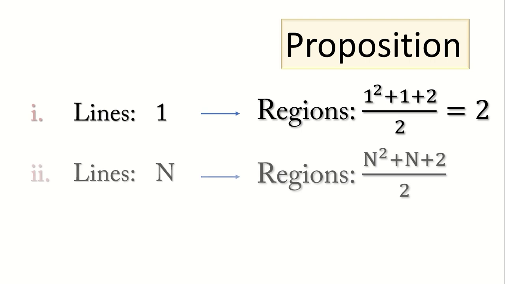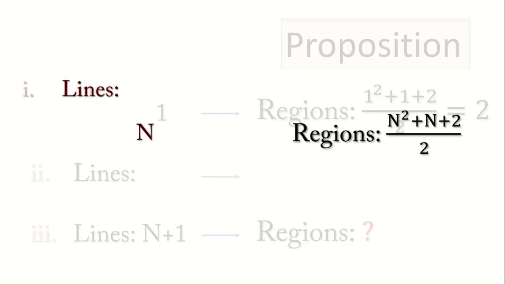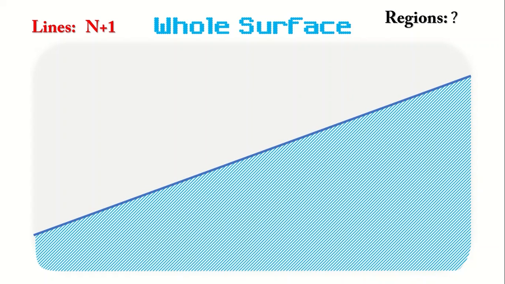In the next level, we assume that if I have n lines, the regions are n squared plus n plus 2 over 2. And we have to get the result for n plus 1 lines: the regions are n plus 1 squared plus n plus 1 plus 2 divided by 2. So we have to prove that. Assume that we have n lines. So the regions are n squared plus n plus 2 over 2. Now we are drawing the n plus 1th line.